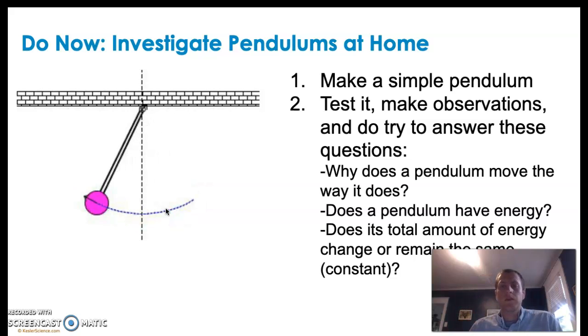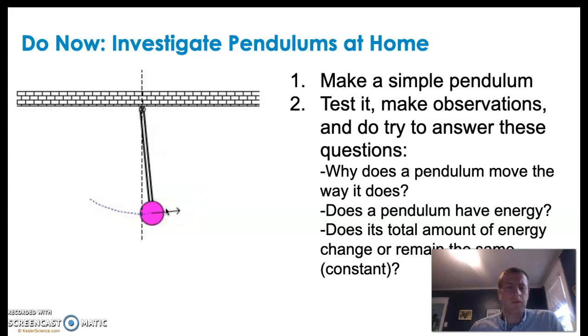So what I want you to do is make a simple pendulum, test it, basically. Try to figure out how it works. Try and answer these questions. Why does a pendulum move the way it does? Maybe you can describe the forces behind it. Does a pendulum have energy? If so, what kind of energy does it have? Forms and types of energy? And then the last question would be, does its total energy amount change, or does it remain the same, constant? So I'll ask you to pause this video, go get your supplies and try it out, and then come back as soon as you're done.